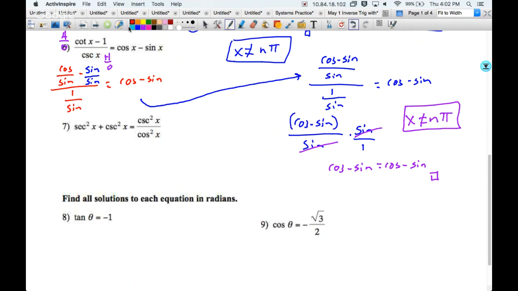All right, number 7. So I'm seeing some squareds, so that makes me feel like I could potentially apply Pythagorean, but I don't see any +1s or -1s, which help those Pythagorean identities work. So I'm still just going to decompose number 7 into sine and cosine. So secant squared is going to become 1 over cosine squared. Cosecant squared is going to become 1 over sine squared. And over on this side, I'm going to get cosecant is 1 over sine squared.